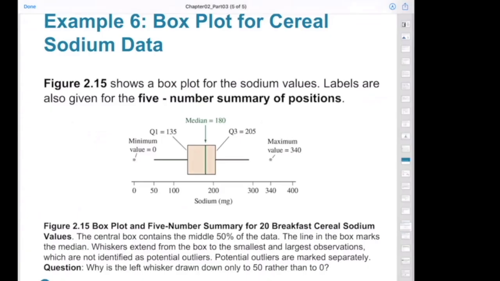For the box plot, of course, you have a box here. Here you have the median. This line, the vertical line, is the median. This is the first quartile, and this is the third quartile. So the box here is the distance from the first quartile to the third quartile, or the interquartile range.